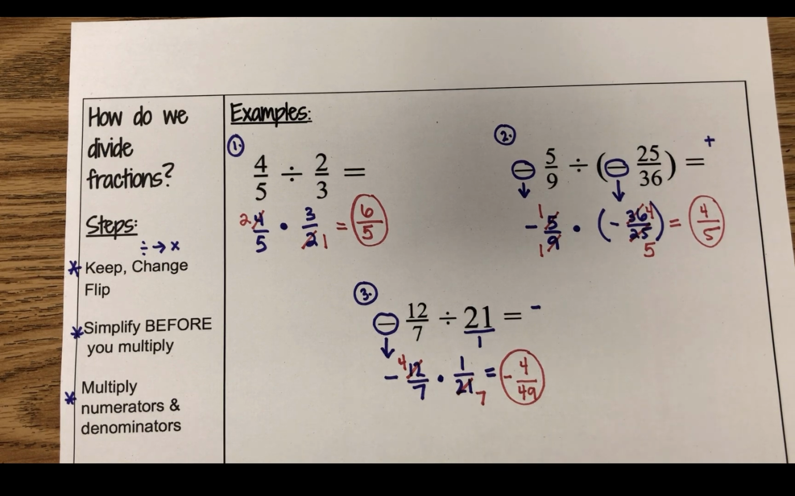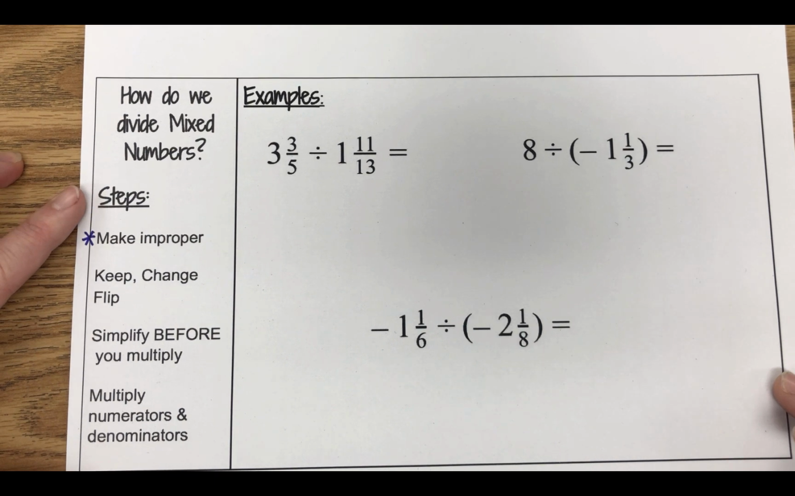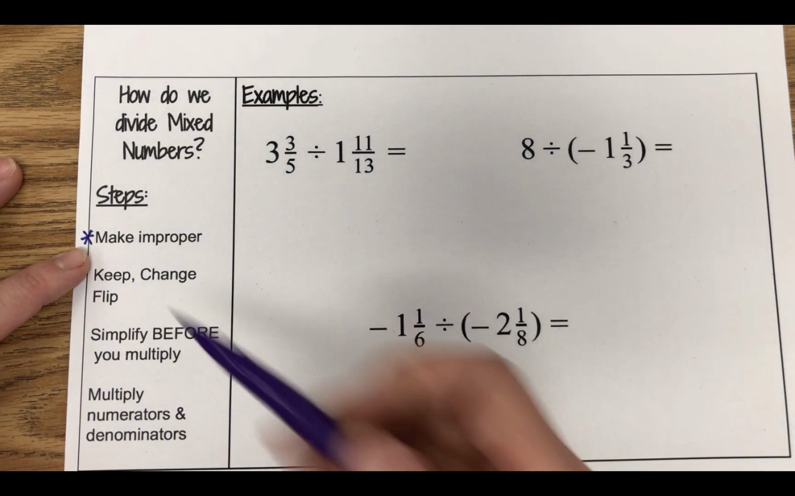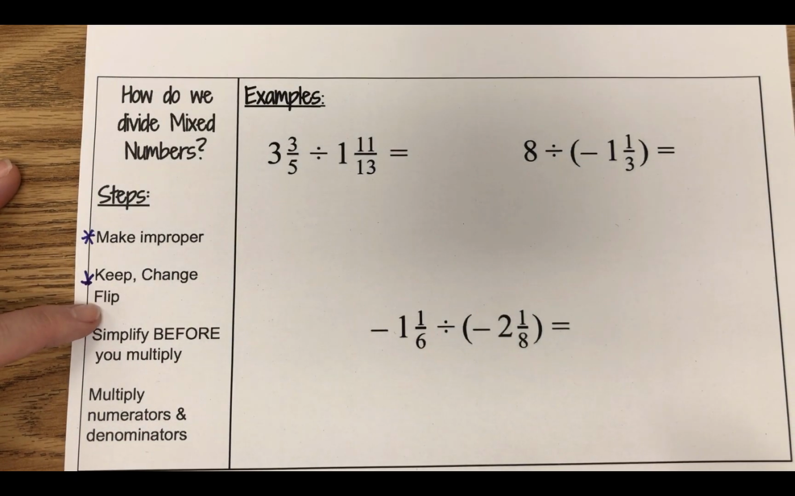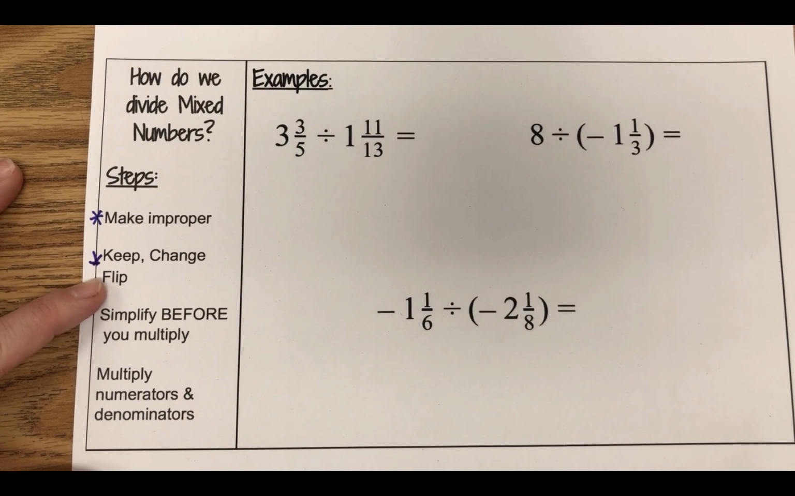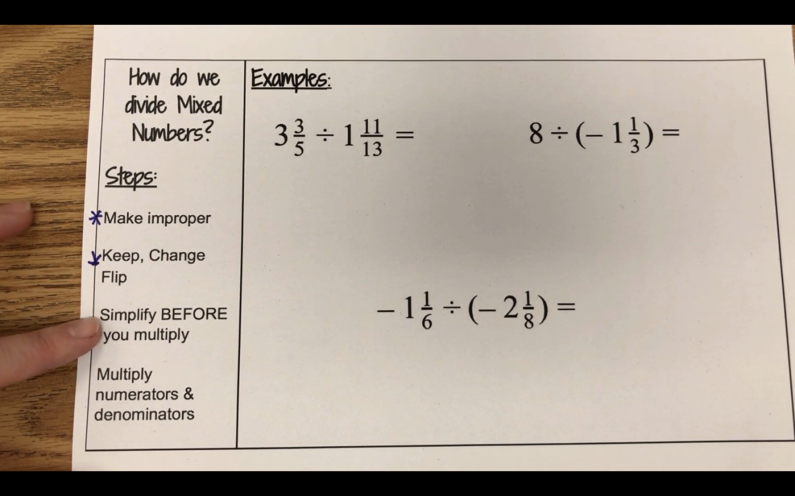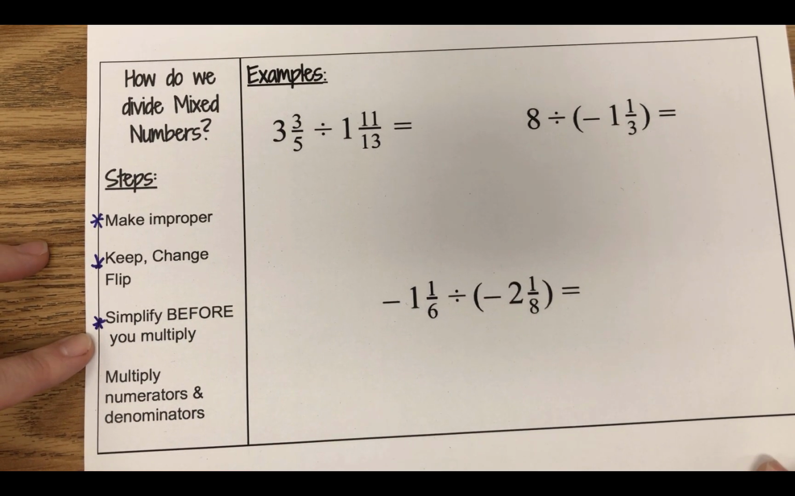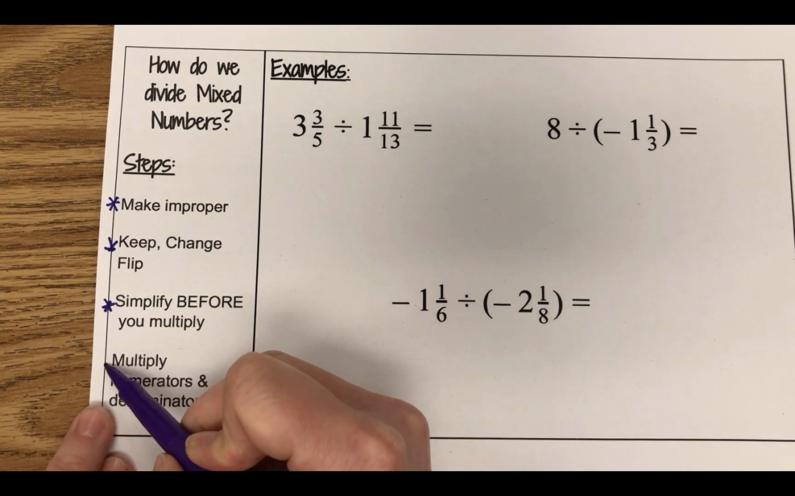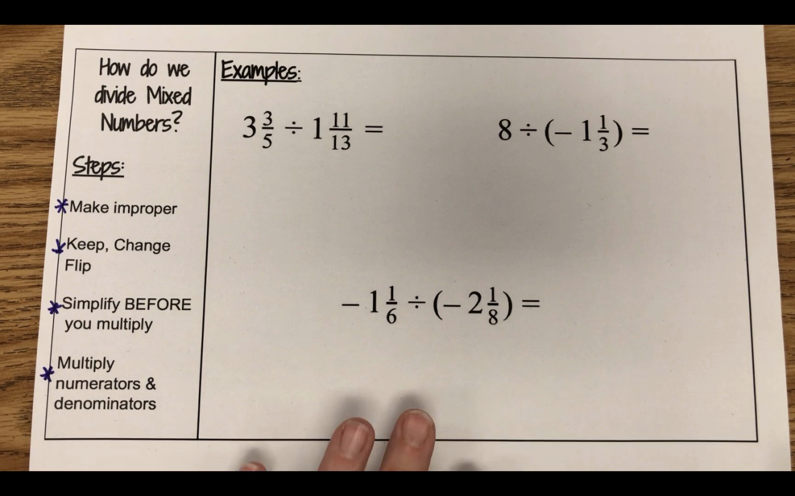Let's go to the next chunk in our notes. How do we divide mixed numbers? Write these steps down. We're going to first make our mixed numbers improper fractions. We're going to keep, change, flip. Yeah, that's the action. Because this brings us to a multiplication problem. Then we're going to simplify before you multiply. Then we get to multiply our numerators and then denominators. Pause the video if you need to finish writing that down.